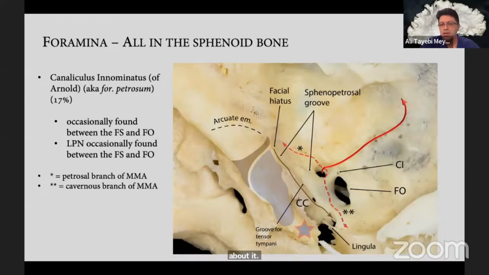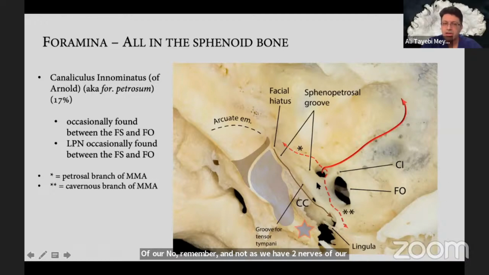There is one called the foramen of Arnold, not the nerve of Arnold, remember. So we have two nerves of Arnold. One is the greater occipital nerve. The other one is the auricular branch of the vagus nerve. But this one is called the foramen of Arnold, or the foramen petrosum, which is just lateral, if it is there, to the foramen of Vesalius. And sometimes the lesser petrosal nerve, instead of going through the foramen ovale, goes through this one.